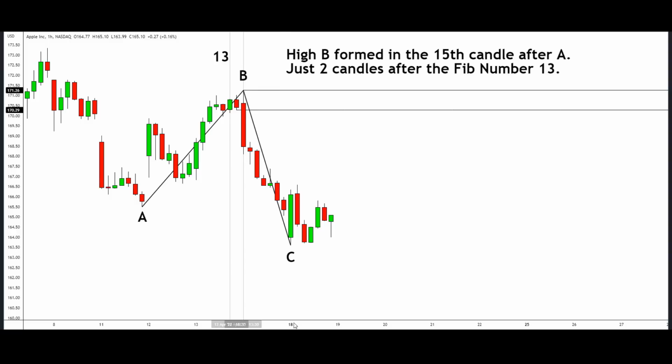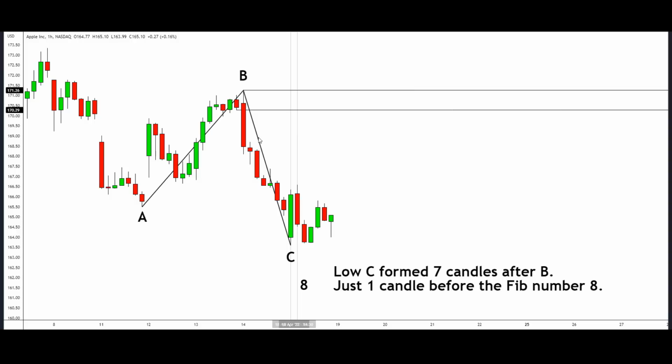In this next chart, you can see that there were 7 candles from high B to low C, just 1 candle less than the Fibonacci number 8. Even though the technique was not exactly right, it was pretty close. Let's now advance price to see the further developments of this market.